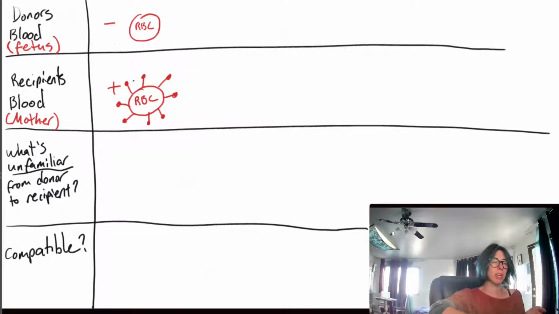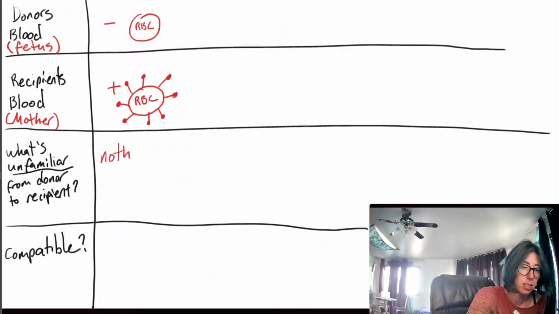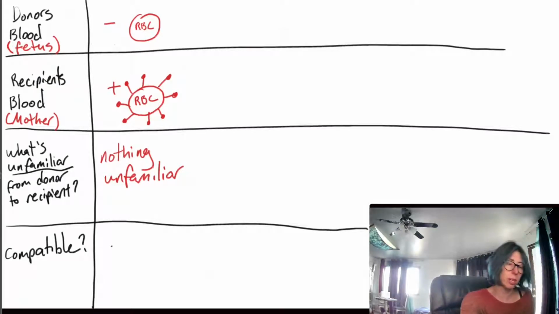All right, so now we ask our question, what is unfamiliar from the donor to the recipient? Or you could ask, what is unfamiliar from the fetus to the mother? Well, in this case, the donor or fetus has nothing unfamiliar because, like blood type O, there's nothing there. So if there's nothing there, then there's nothing unfamiliar. So we'll just write nothing unfamiliar. Is this compatible? Well, yes. As long as there's nothing unfamiliar, it's compatible.